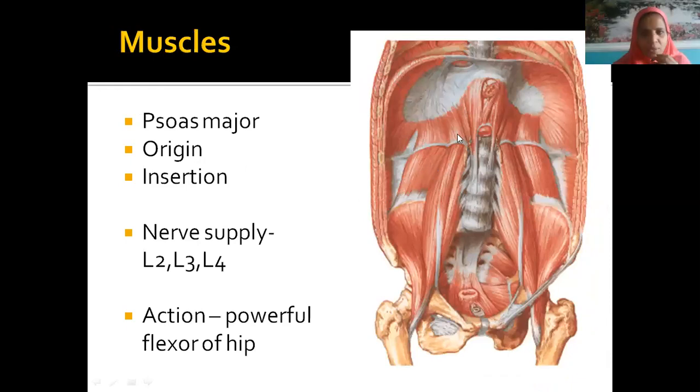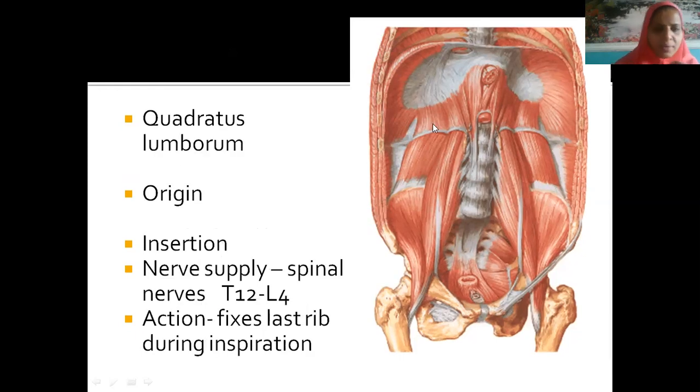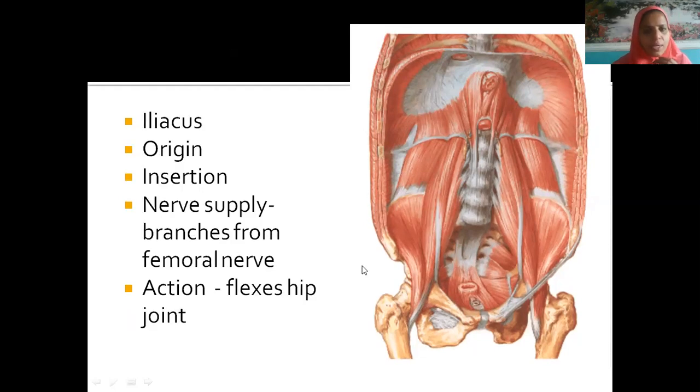Just now we have studied all these muscles. What is this muscle we have seen? Psoas major. What is the small muscle here? Sometimes it may be there: psoas minor. The nerve supply of psoas major is L2, L3, L4. Quadratus lumborum nerve supply is spinal nerves T12 to L4. Nerve supply of iliacus is branches of the femoral nerve.